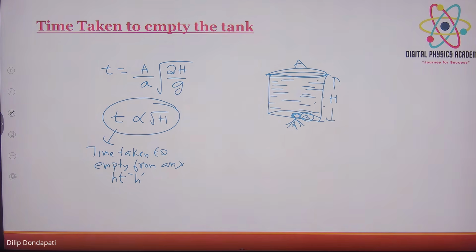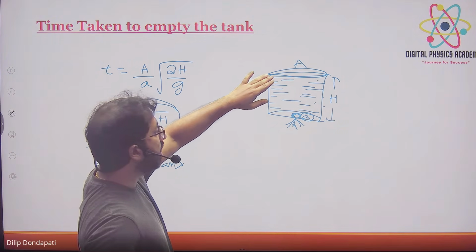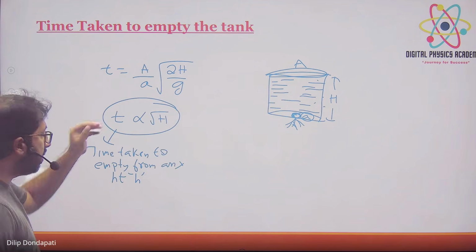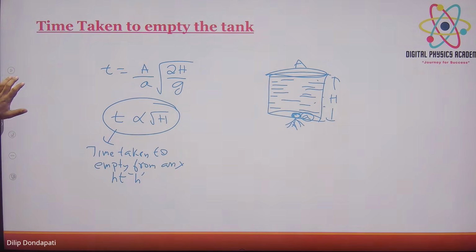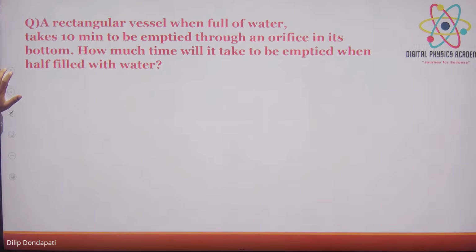Which is the time formula? Time taken to empty from any height H. If they tell the time for a little water drained in time t1, we should not use that time. Only the time taken to empty the tank, we have to use this formula, right? So it is always proportional to root h, where H is the height of the full tank.